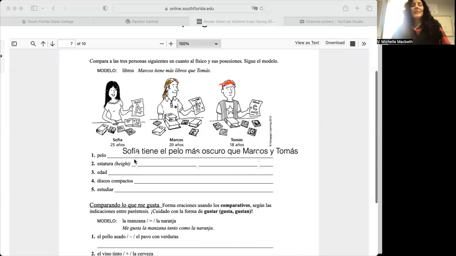So let's say Tomás es menos alto que Marcos. He's less tall than Marcos. No?